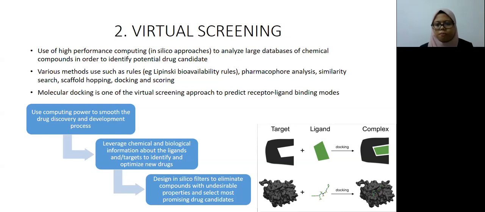As you can see here, the ligand is the compound that is tested. So the compound must fit into the substrate or the target, so that we can know whether they are a promising compound to be developed into a drug for treatment of COVID-19.